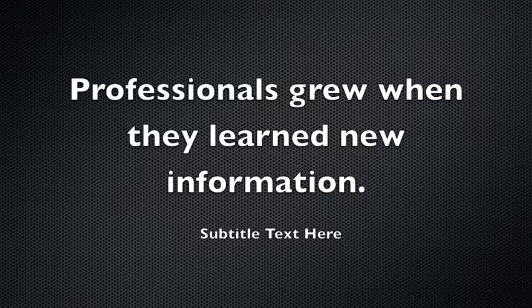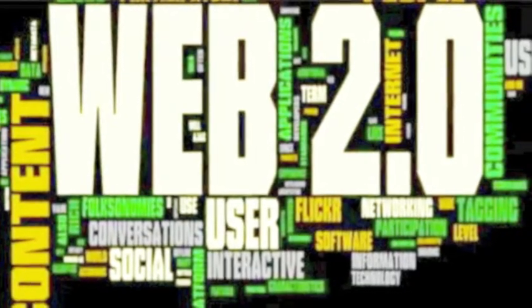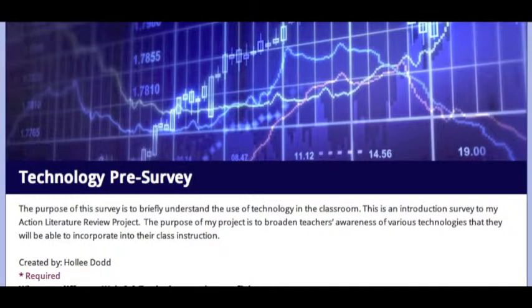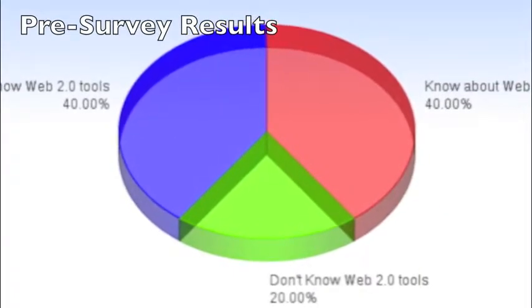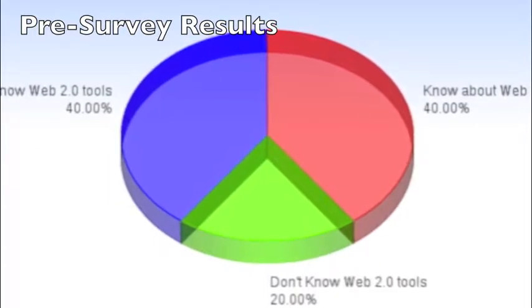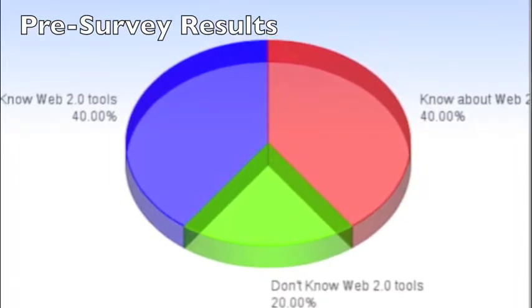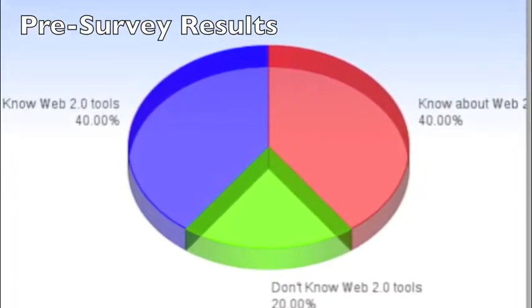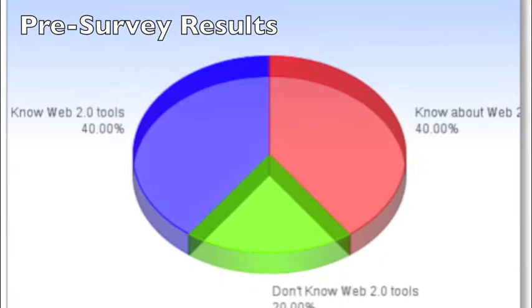The next step was the implementing process. Professionals continuously grew when they learned the latest information. During Cycle 1, participants were introduced to Web 2.0 tools. They first started the cycle by using a Web 2.0 tool, which was an online survey. This pre-survey indicated that 20% of the participants did not know about Web 2.0 tools. Another 40% were uncertain about Web 2.0 tools but were unable to provide examples. The remaining 40% of the participants were able to identify and provide an example of Web 2.0 tools.